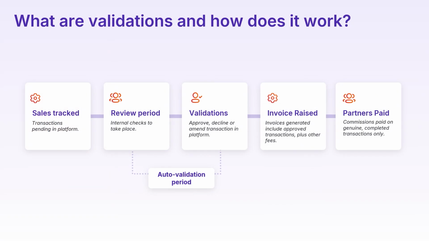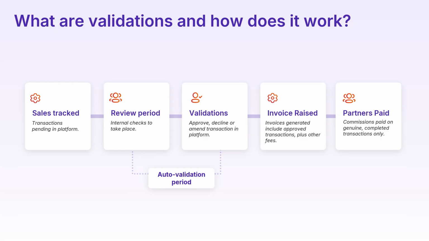Validations are the process advertisers use to review tracked transactions to confirm if they're genuine and commissionable. Within a set time frame, sales are either approved, so commission is paid, or declined if invalid, ensuring affiliates are rewarded fairly and advertisers only pay for genuine transactions.